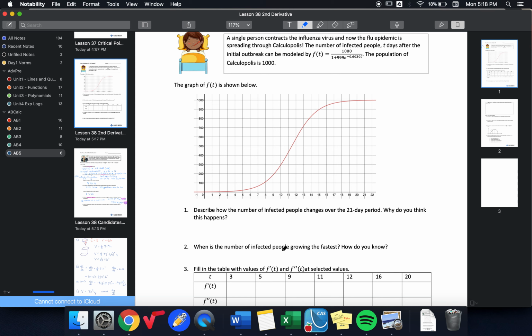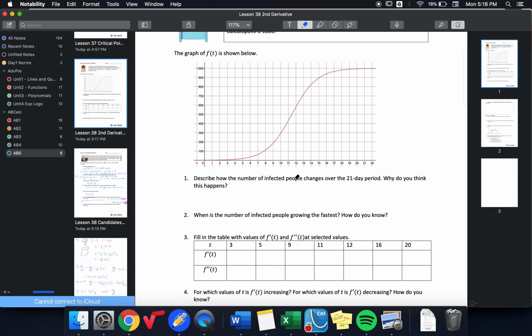When is the number of infected people growing the fastest? So I want to know where my rate is growing the fastest. So I want to know the max of my f prime of t. Now I'm not looking for a maximum number of people infected. I know that my maximum number of people infected is 1,000. I want to know when the number of people being infected is growing the fastest.